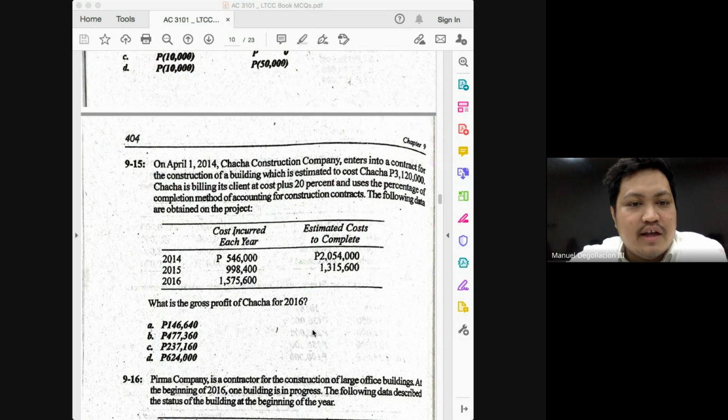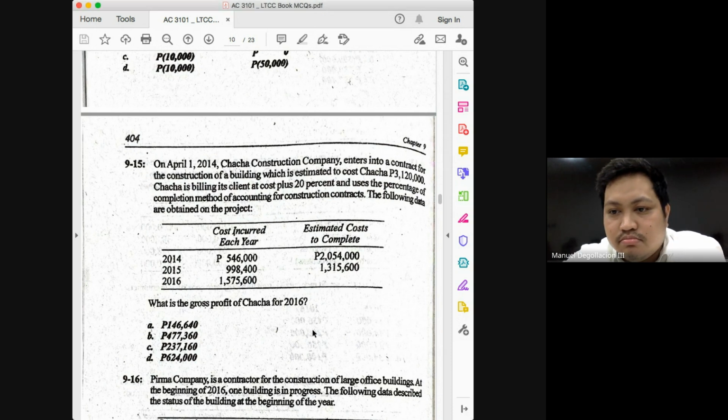Okay. Cost incurred in 2014 and 2015. Cost incurred to date. 546 plus 998,400 class. How much? How much? 1,544,400. And then the cost to complete of 1,315. How much is that? So that's the total estimated cost.